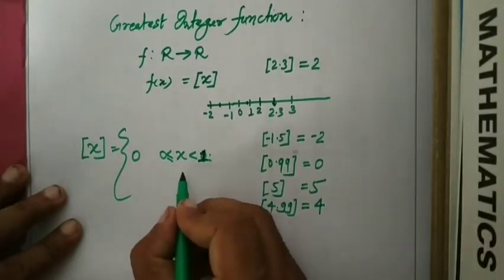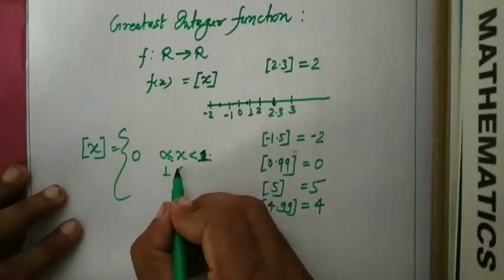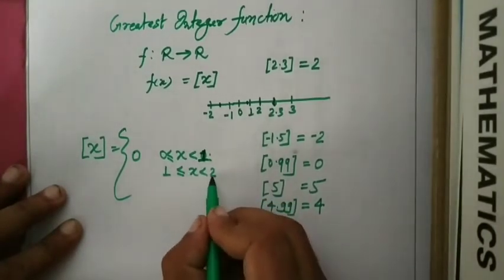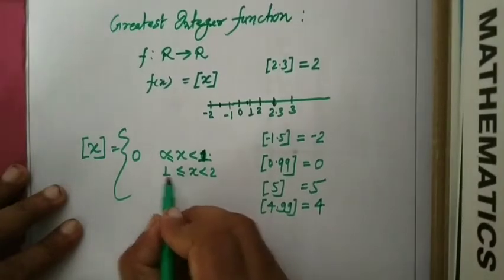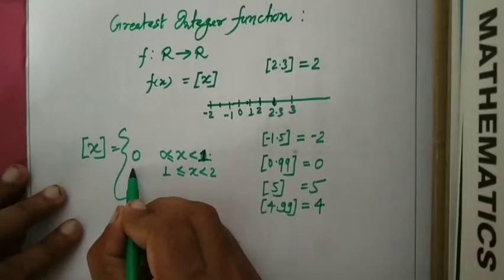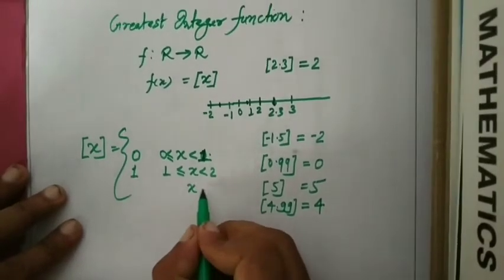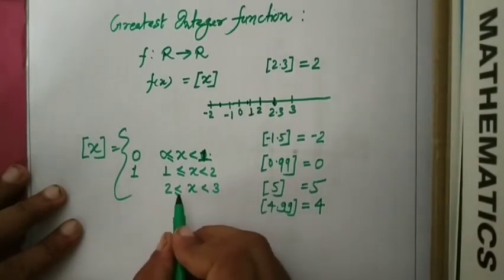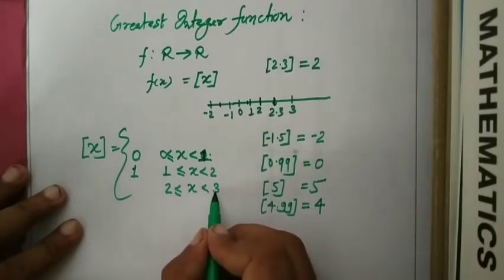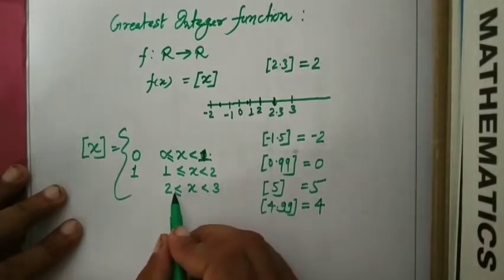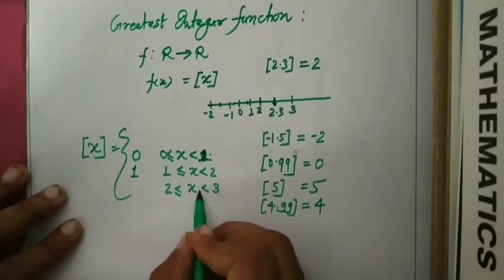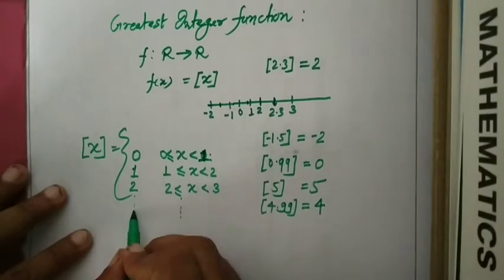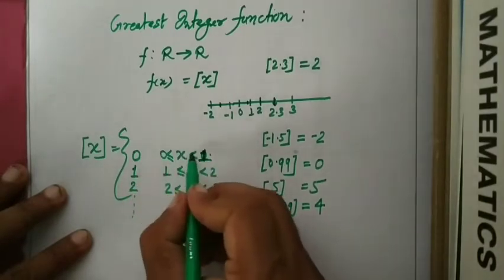And if a number is situated between 1 and 2, it can be equal to 1 but less than 2, not equal to 2. For all such values of x, the output will be 1. Similarly, when x is situated between 2 and 3, it can be equal to 2 but it is not equal to 3. For all the values between 2 and 3, for such x, the output will be 2 only. Similarly, it goes on, and this way we can also proceed on the negative side.